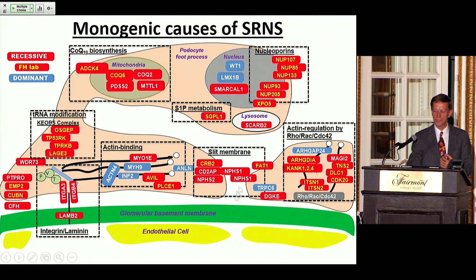So they form between them the slit membrane, which is essential for glomerular function in keeping corpuscular elements and protein in the capillary and preventing them from being filtered. The red bubbles that I drew are proteins that, if the genes are mutated in a recessive way, FSGS will ensue. And the blue bubbles are proteins that are encoded by dominant FSGS disease genes.